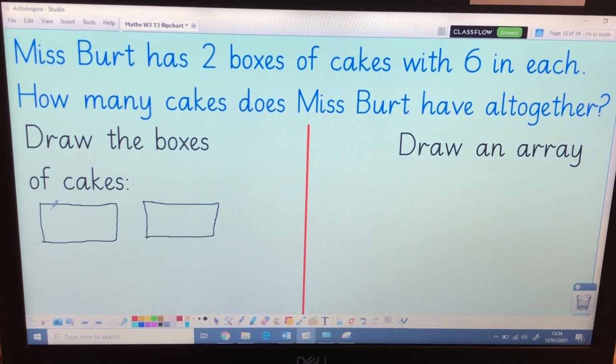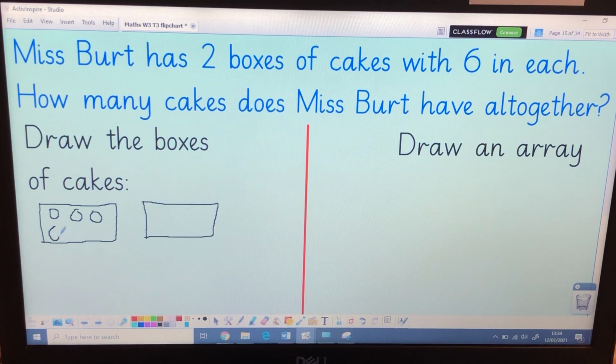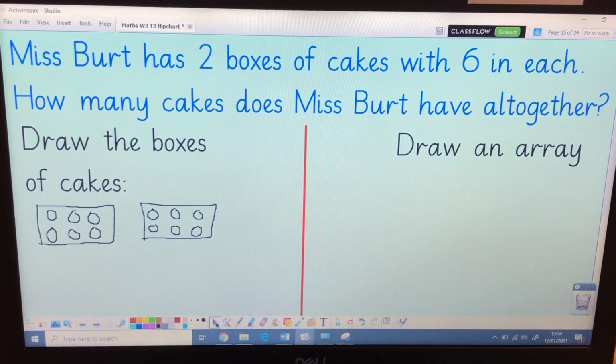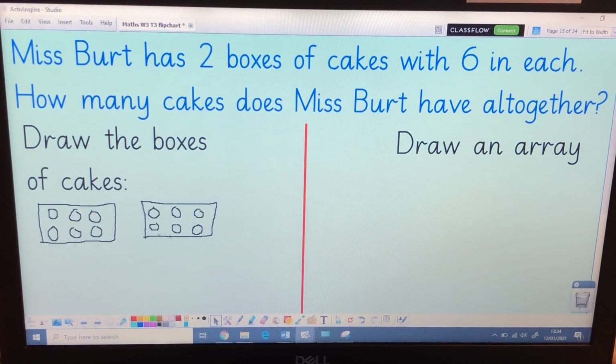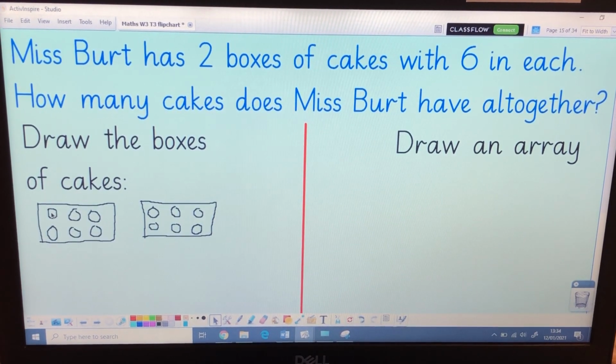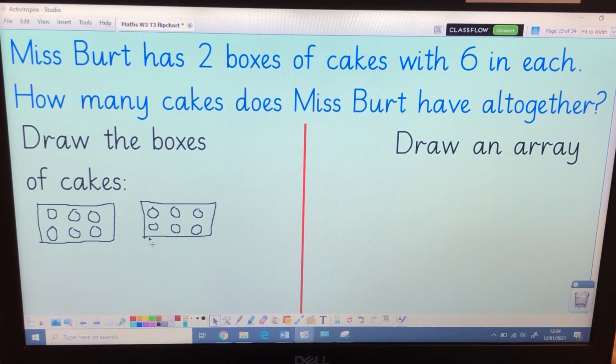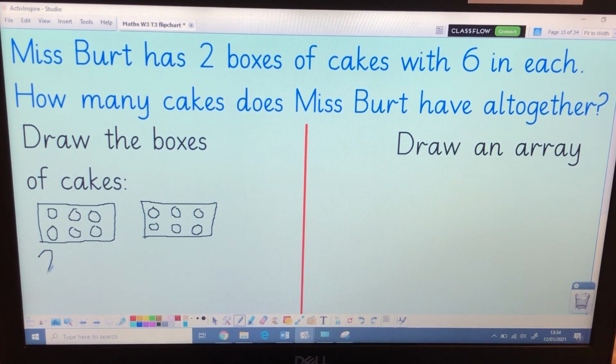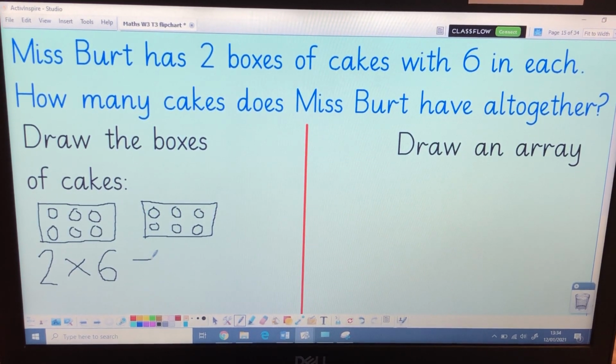Now I'm not going to spend a long time drawing cakes. I'm just going to draw circles to show the cakes because it's more about the maths than about the drawing. So there's my cakes in 1 box, and there's my cakes in the next box. Okay, now we need to solve how many are in the boxes all together. So we're going to count them up. 1, 2, 3, 4, 5, 6, 7, 8, 9, 10, 11, 12. So I'm going to write my number sentence again from the last slide, which was 2 times 6. We've got 2 groups with 6 in each. And we know the answer is 12.